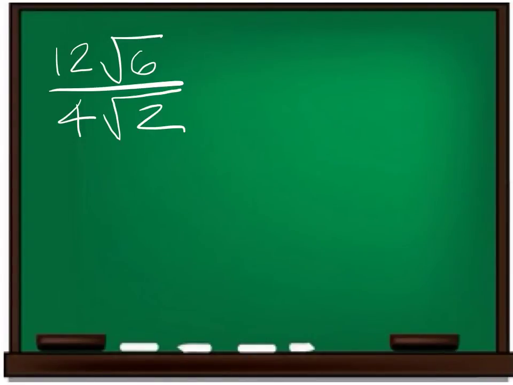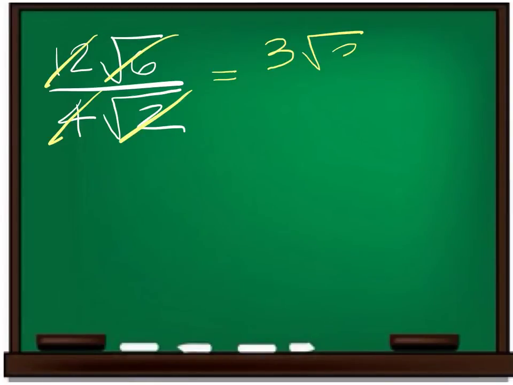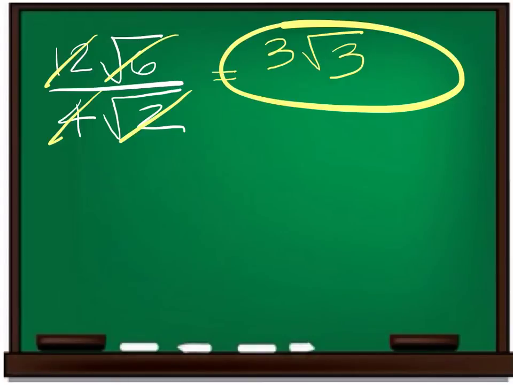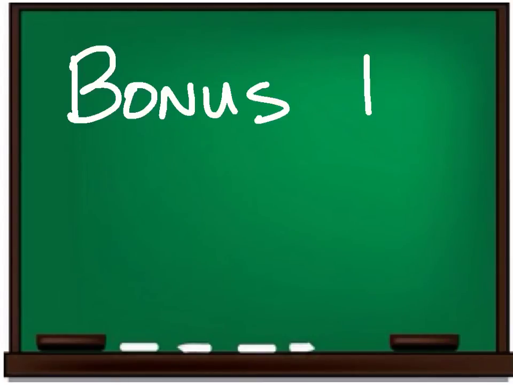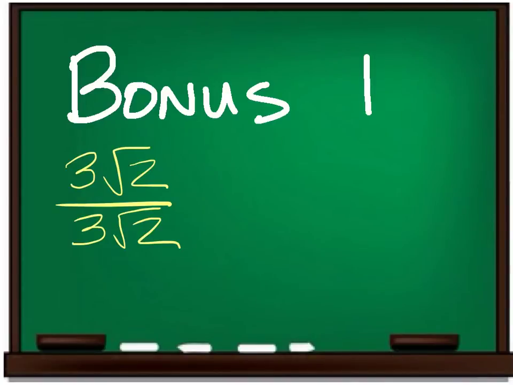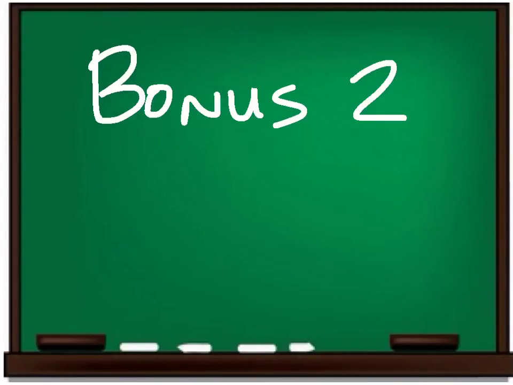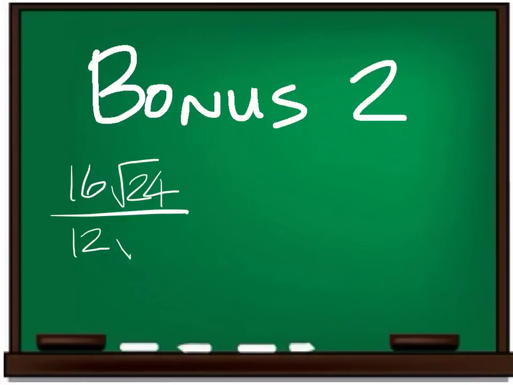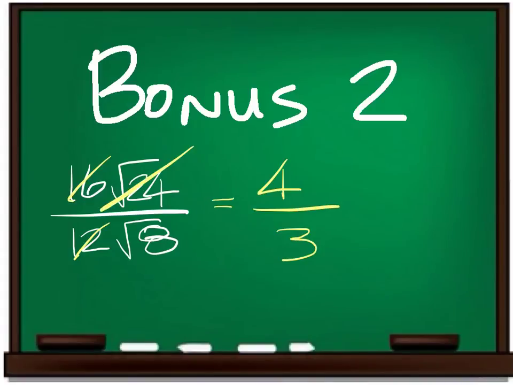On this problem, 12 over 4 is 3. Square root of 6 over square root of 2 is square root of 3. 3 square root of 3 is the answer. Everything cancels out, so the answer is 1. On this one, 16 over 12 reduces to 4 over 3, and square root of 24 over square root of 8 reduces to square root of 3.